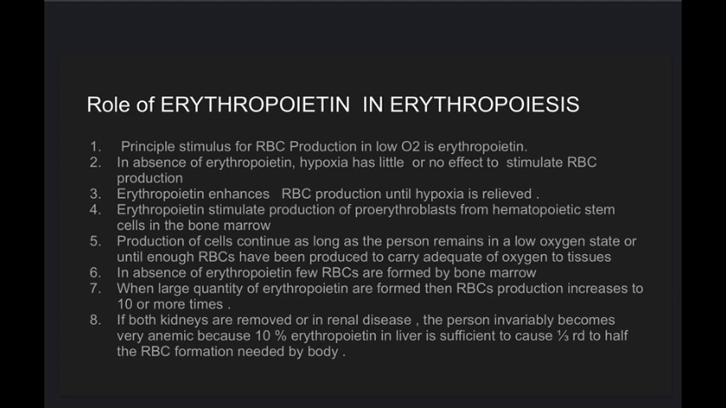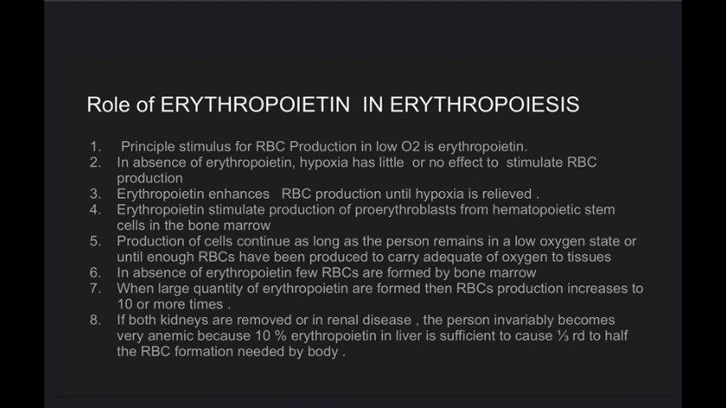So erythropoietin enhances the RBC production until hypoxia is relieved, and erythropoietin stimulates the production of proerythroblasts from hematopoietic stem cells in bone marrow. The production of cells continues as long as the person remains in low oxygen state or until RBCs have been produced to carry adequate oxygen to tissues.